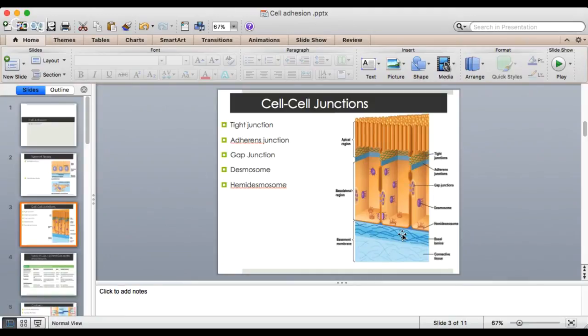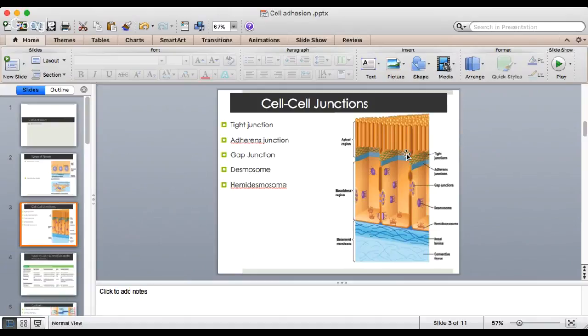So moving on, in order to form tissues, cell-to-cell adhesion, cell-to-cell junction is needed. Cell-to-cell junction is the function of either joining or attaching cells together. So there are many different types of cell-to-cell junction.